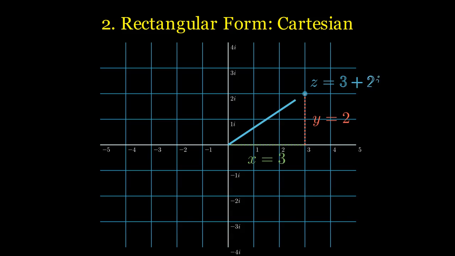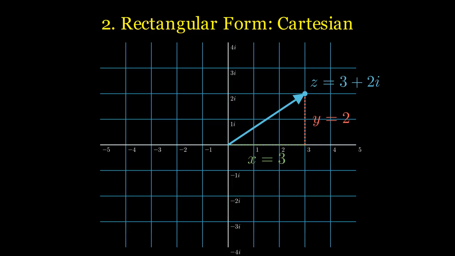This rectangular system is incredibly logical and works flawlessly for addition and subtraction. If you want to add two complex numbers, you simply add their horizontal real components together and their vertical imaginary components together. It behaves exactly like adding two geometric vectors.